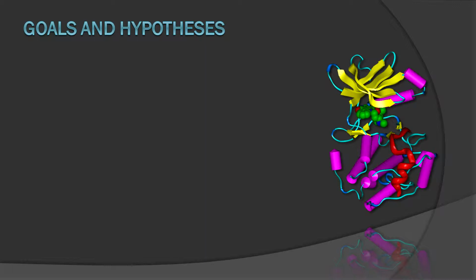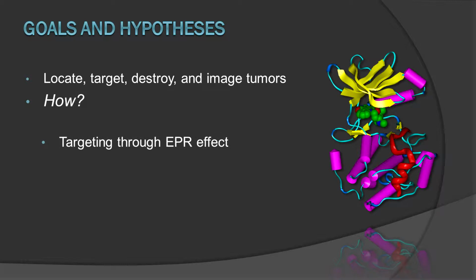So goals and hypotheses. I want to locate, target, destroy, and image tumors. So how do I do this? Well, using the stealth avoidance of immune system, we allow these nanoparticles to go throughout the body's bloodstream and throughout the body system without being detected by the immune system, which allows for a longer circulation time and a longer time to be able to find the cancer site. And this targeting is done through the EPR effect, or the enhanced permeability and retention effect, which I'll get into a little bit in the next slide.